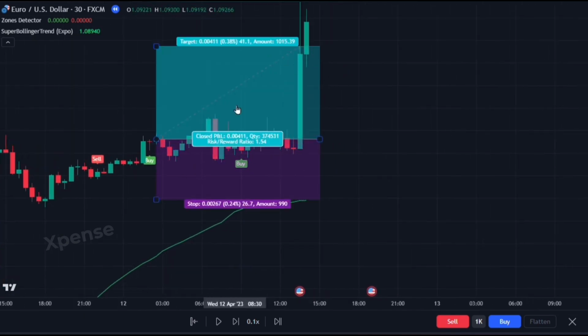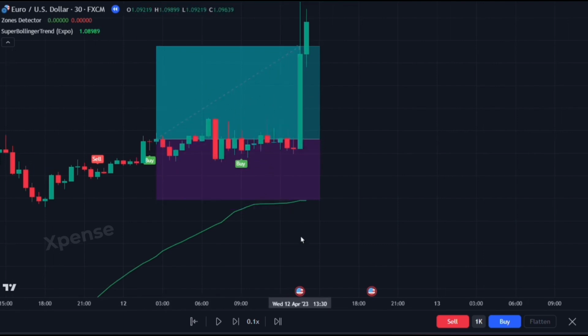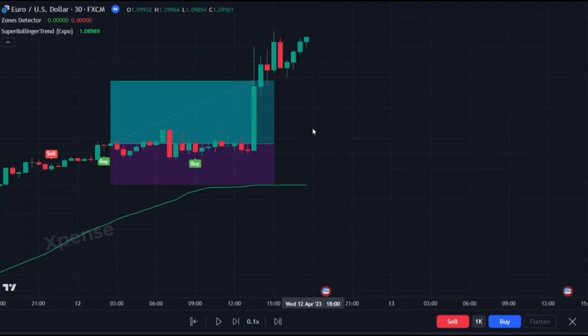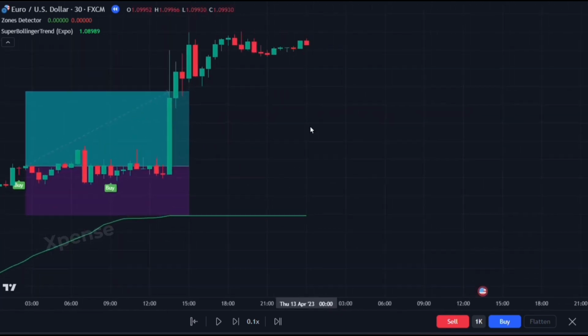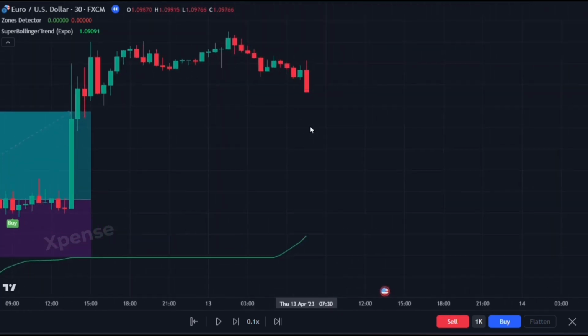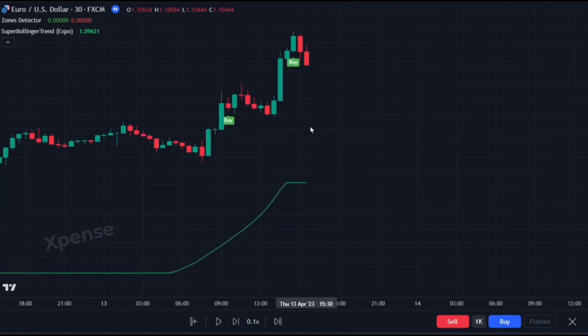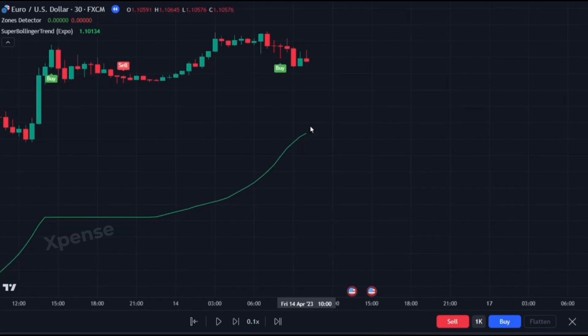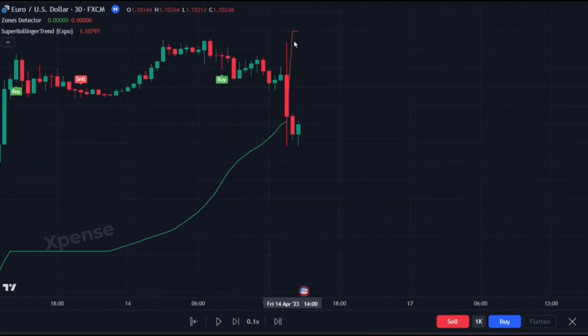It's tempting to jump into every buy and sell signal, especially when you're on a winning streak. But remember, our strategy is designed to take one trade per trend. Resist the urge to overtrade, as this can expose you to unnecessary risks. Pay close attention to the Super Bollinger Trend's color changes. A shift from green to red, or vice versa, signals a significant market shift. Ignoring these signals can lead to losses, especially if you're trading against the trend.